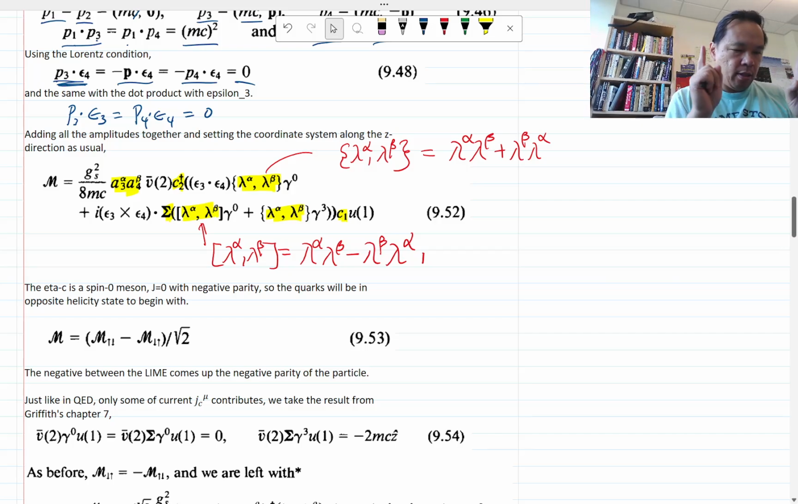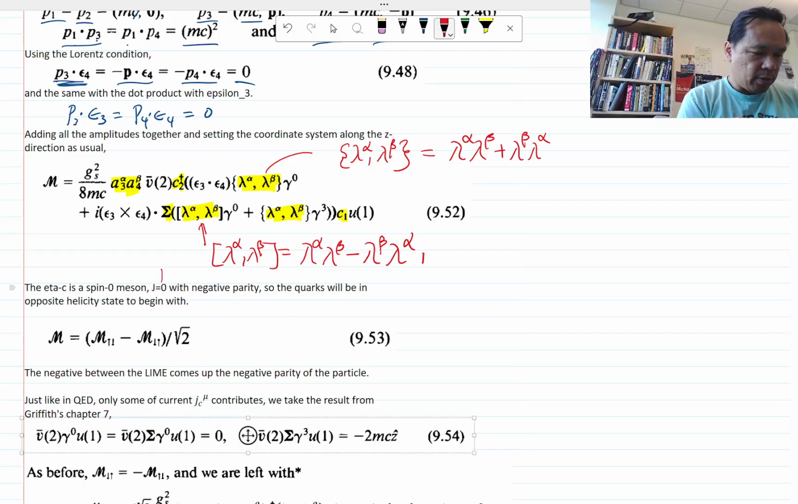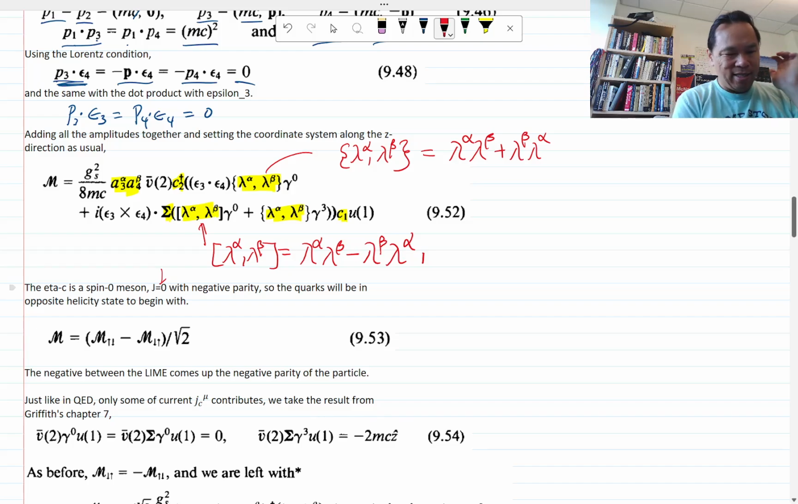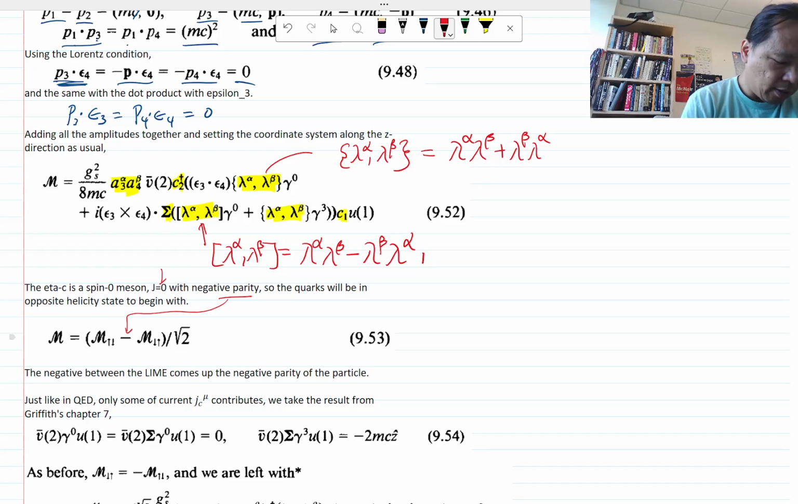So the eta c is also spin 0, meaning its angular momentum is equal to 0. It also has negative parity. That means when you swap the spins, you pick up an additional negative sign. So the way you calculate this matrix element, summing over all the possible spins, is that you can either have the charm being spin up and the anti-charm being spin down, or vice versa. And when you do that switch, there's going to be a negative sign between the two.